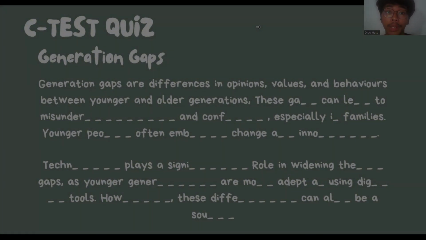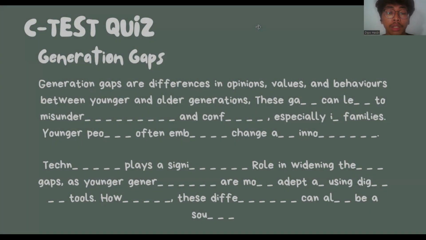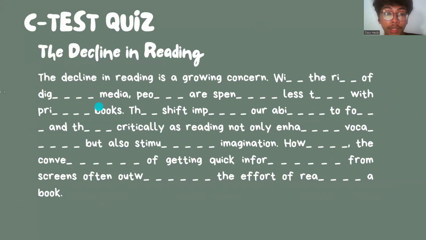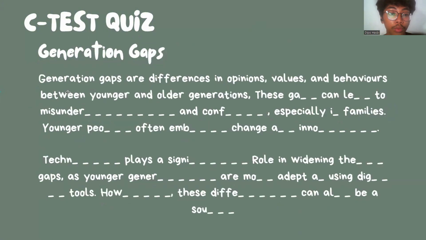Hello everyone, come back again with me, Dipo Hasbi. Now we're going to the C-test quiz. There are two short texts that I provided for you to answer. The first one is generation gaps, and the second one is decline in reading. In these two short texts, there are at least 20 words that are missing some letters that you have to answer accurately and correctly.